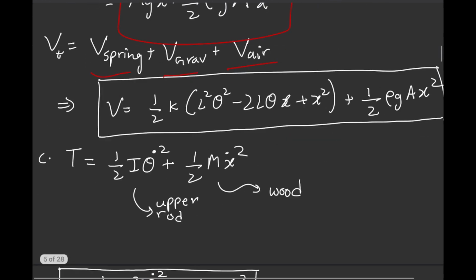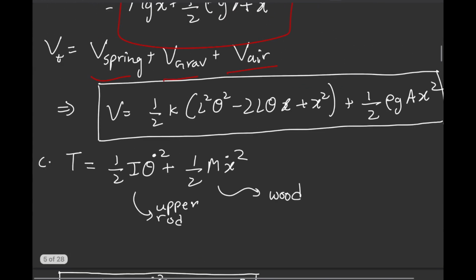Adding them all together, we get the total potential energy of the system to be half k L squared, theta squared minus 2L theta x plus x squared, plus half rho g a x squared. That would be the total potential energy of the system.